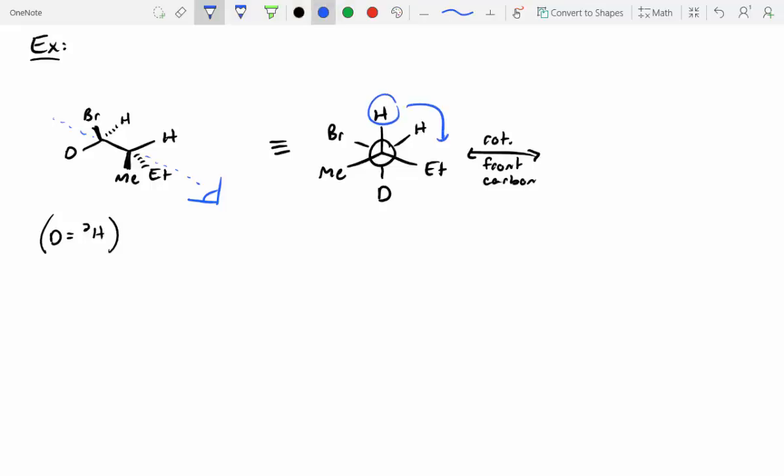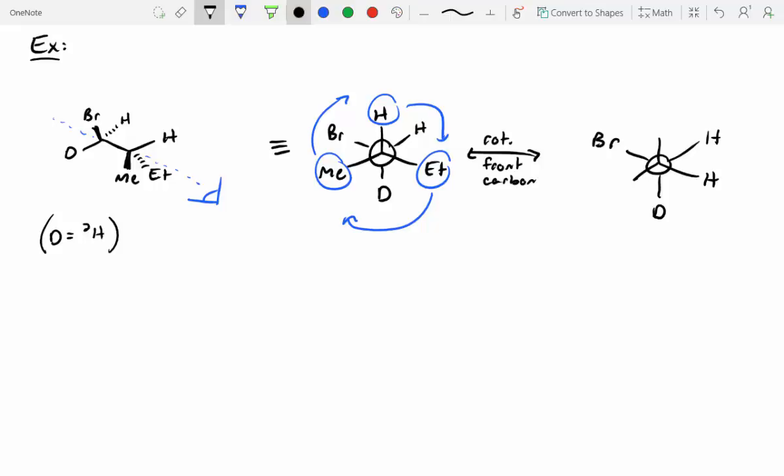So we're going to move this hydrogen over, this ethyl group over, and this methyl group over. Okay, now our hydrogen's anticoplanar, our methyl group's in the top position, and we've got our ethyl group down here. Looks pretty good to me. So now we've got a bromine, that's our leaving group, that's anticoplanar to our beta proton.